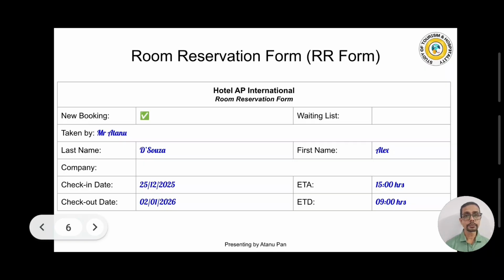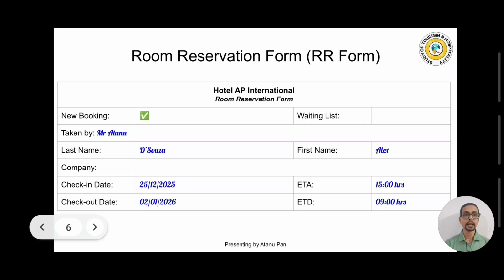On the top of the RR form we can see the name of the hotel, Hotel AP International, and it also mentions room reservation form. Next is the new booking and wait list. What is the new booking? New booking means the reservation agent is taking a booking for a new guest. New guest may be a repeated guest, it may be anyone, but a fresh booking we are taking, that is new booking.